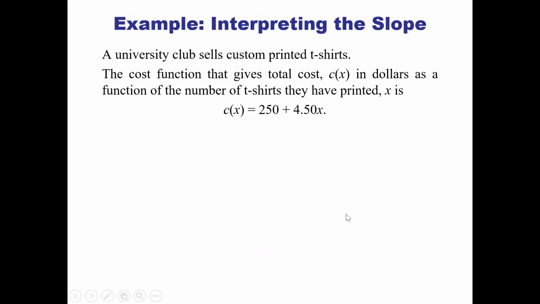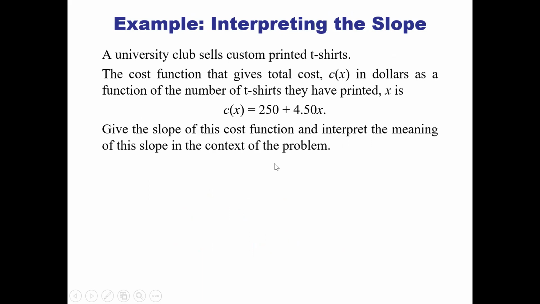All right, what if we have a university club that sells custom printed t-shirts? The cost function that gives total cost C of x in dollars as a function of the number of t-shirts they have printed is given as C of x equals 250 plus 4.5x. So this one, they put the b first and our slope here. So you kind of went backwards from what we're normally used to, because we usually do y equals mx plus b, but you can write it in any order, so that's okay.